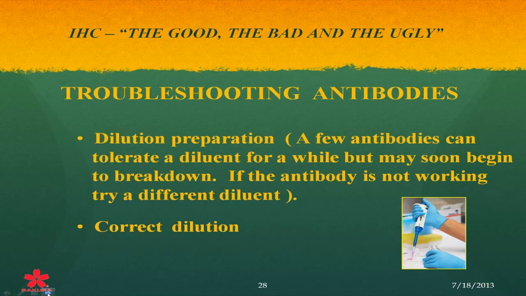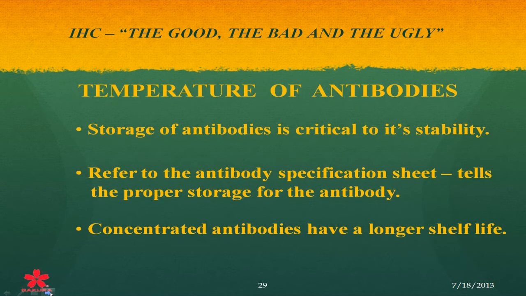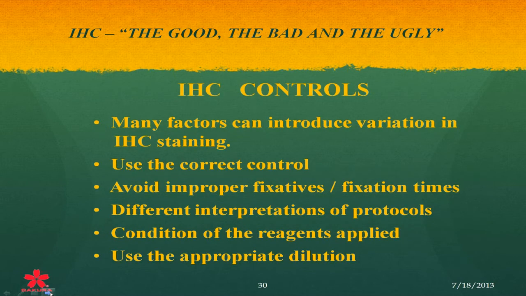Troubleshooting antibodies. Dilution preparation. A few antibodies can tolerate a diluent for a while, but may soon begin to break down. If the antibody is not working, try a different diluent. Just correct the dilution. Storage of antibodies is critical to its stability. Refer to the antibody spec sheet. It's just so full of information, and when I get my spec sheets, I look at all that information on there, and what I do is I highlight in yellow highlighter the information that is very important to me. Concentrated antibodies, we all know, have a longer shelf life.